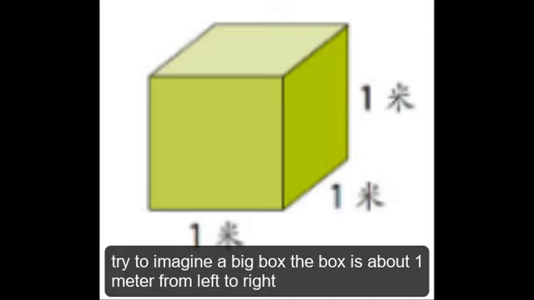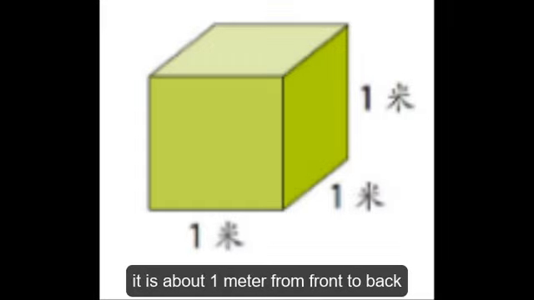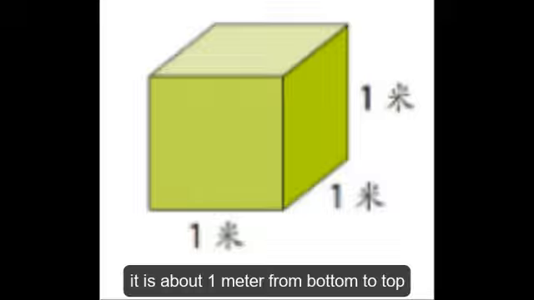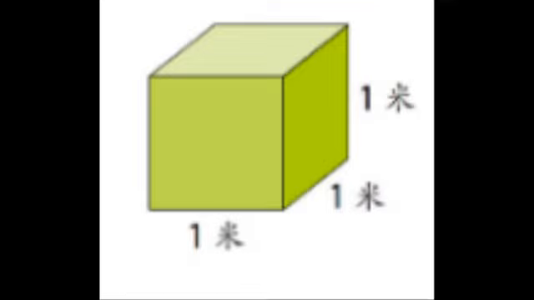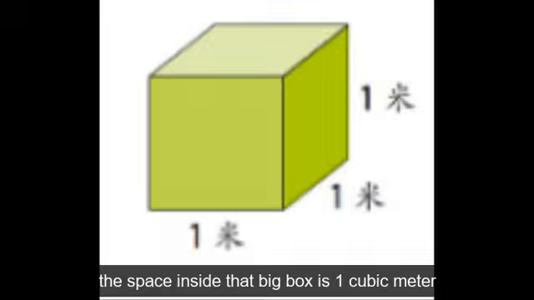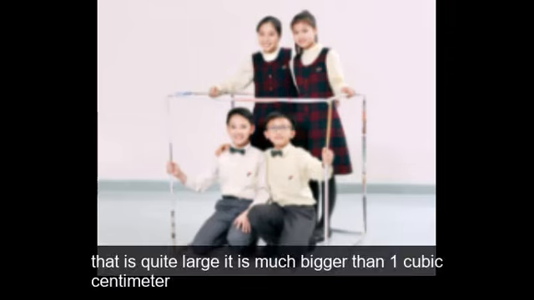Try to imagine a big box. The box is about 1 meter from left to right. It is about 1 meter from front to back. It is about 1 meter from bottom to top. The space inside that big box is 1 cubic meter. That is quite large. It is much bigger than 1 cubic centimeter.